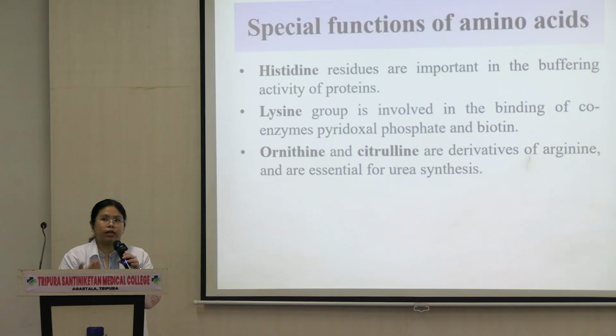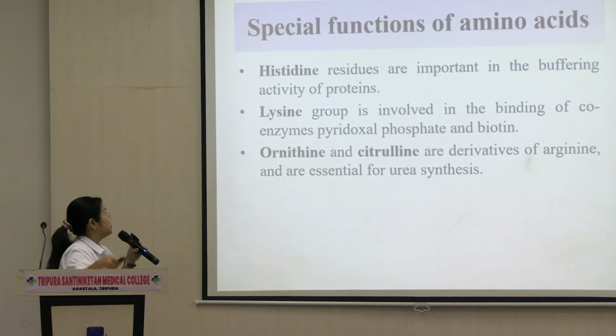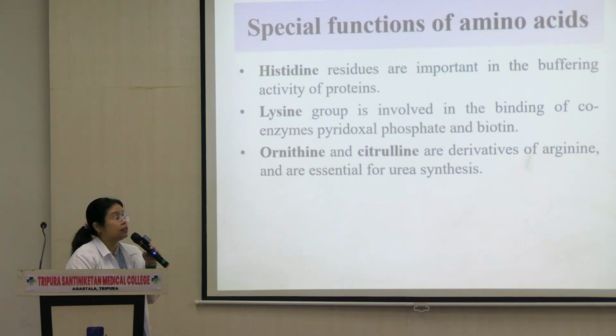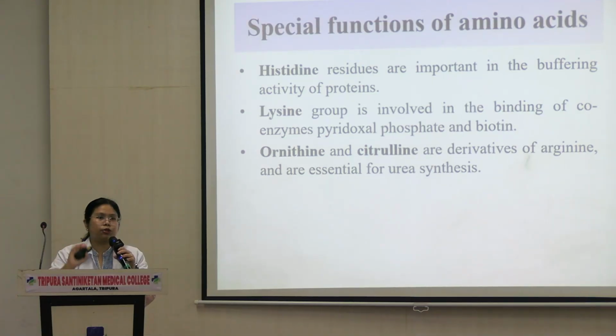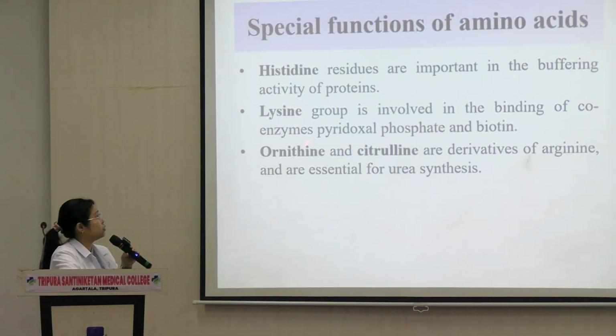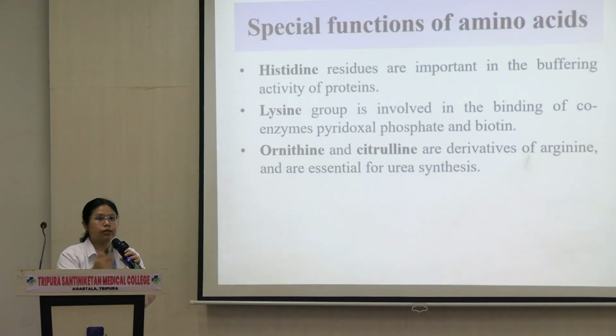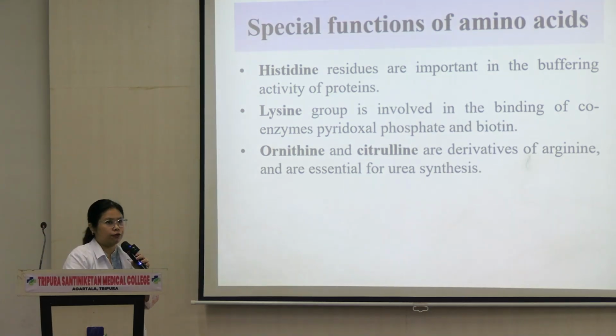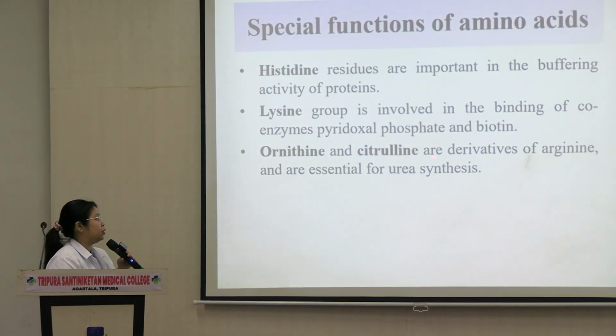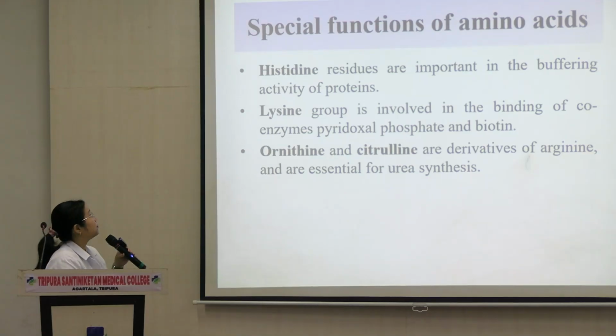Through the process of the urea cycle, we detoxify ammonia in our body. And for that, we need ornithine and citrulline. In the urea cycle, you will read about it. These are also certain derivatives of amino acids which are used not in the formation of protein but in urea synthesis. Alright?